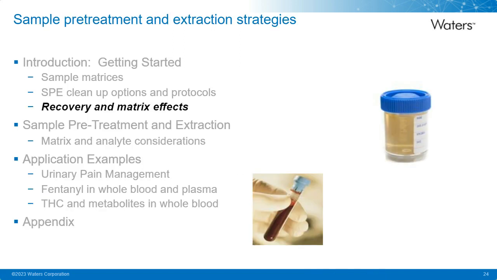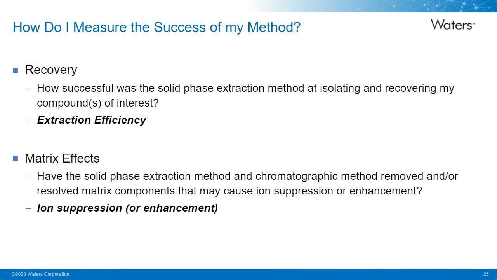I now want to quickly talk about recovery and matrix effects. These are very critical portions of any extraction protocol. When we talk about recovery, we're talking about extraction efficiency. How successful was this method in isolating and recovering my compound of interest? If I put 10 nanograms in, do I get 10 nanograms out? Matrix effects is really looking at ion suppression. We're looking at the effect of the matrix on the ionization efficiency of our analyte. This is not recovery, that's very different. But we can do these two experiments together and often will during method development.